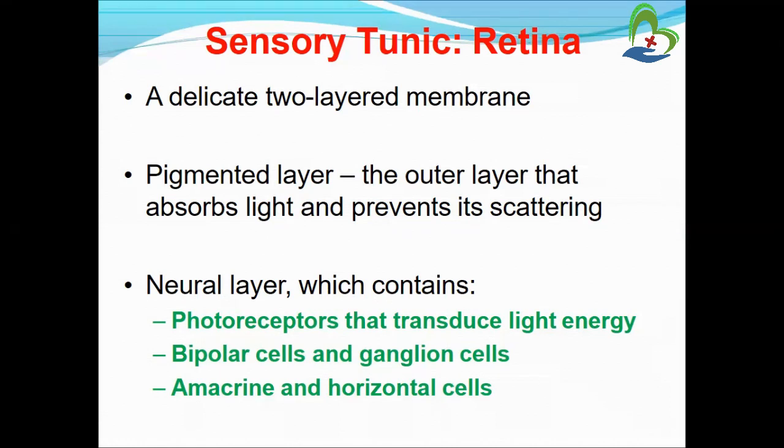The second layer is the neural layer, which consists of photoreceptors that transmute light energy. Second, the bipolar cells and ganglion cells. And third, amacrine and horizontal cells. Today we will learn about all three neural layer types in detail.